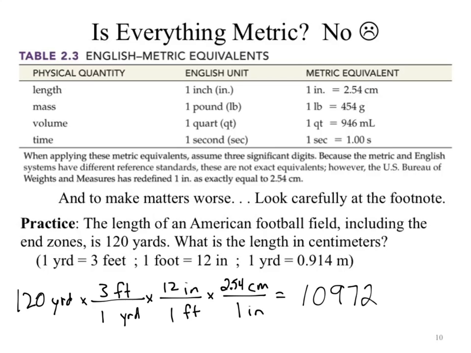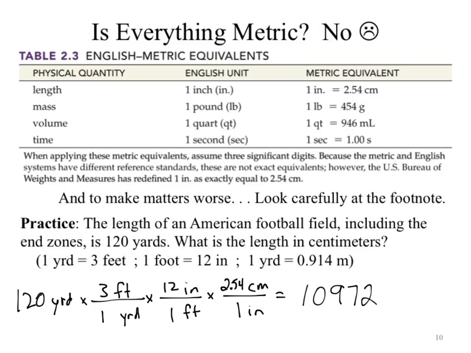The 2.54 is an exact measurement according to our table. The 12 inches to 1 foot and 3 feet to 1 yard are also exact. Whereas in our previous calculation, our 1 yard to 0.914 meters was not an exact measurement. Okay? So that extra conversion or that different conversion changed our end result by a little bit.